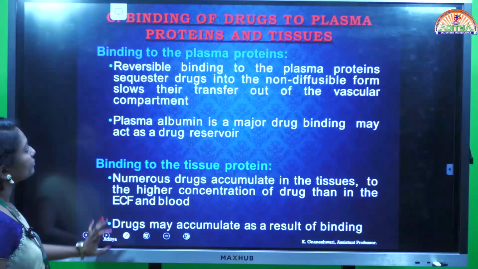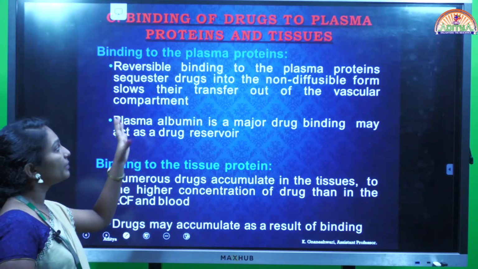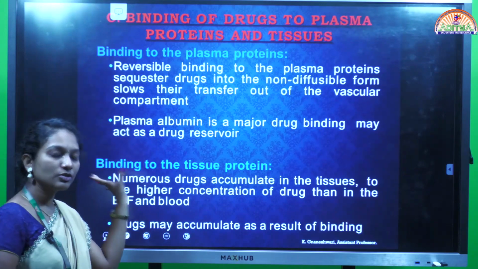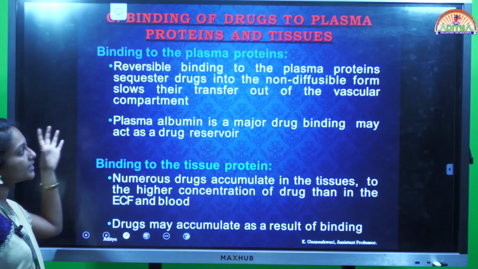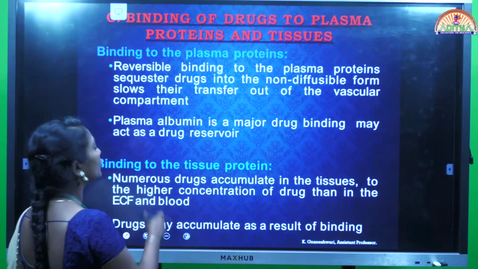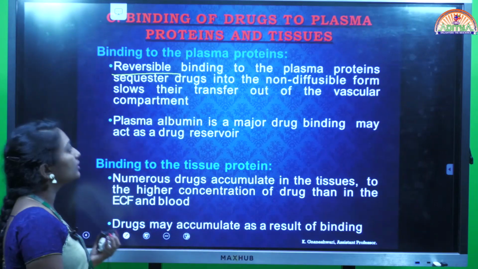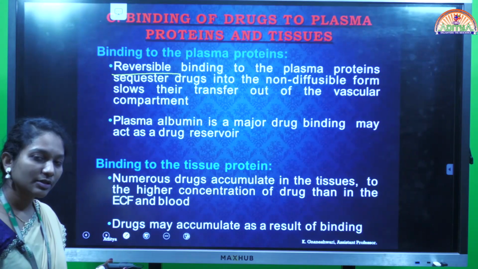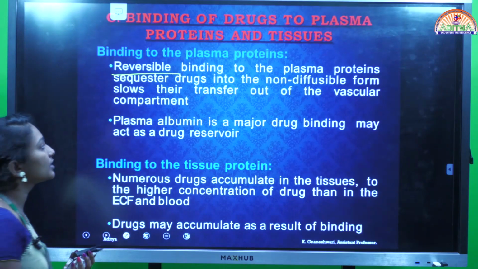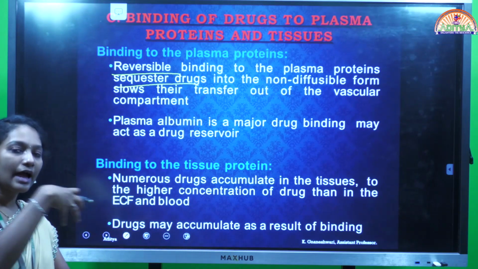Next is drug binding. Drug binding within the plasma proteins or within the tissue proteins, what could be the variation? If we consider the plasma protein, there is reversible binding of the drug to the plasma proteins, and because of this reversible binding, the drugs will generally get sequestered. Sequestered is nothing but they will just hide themselves.